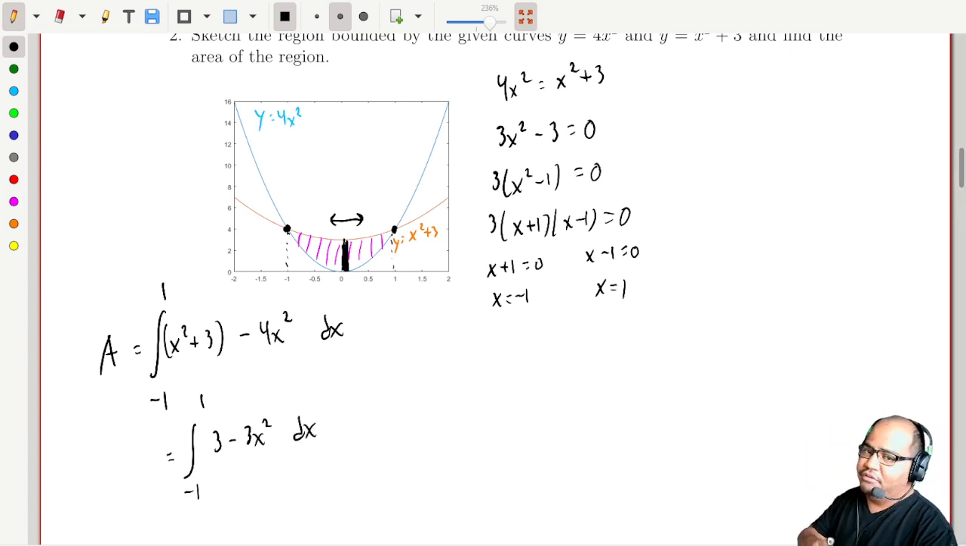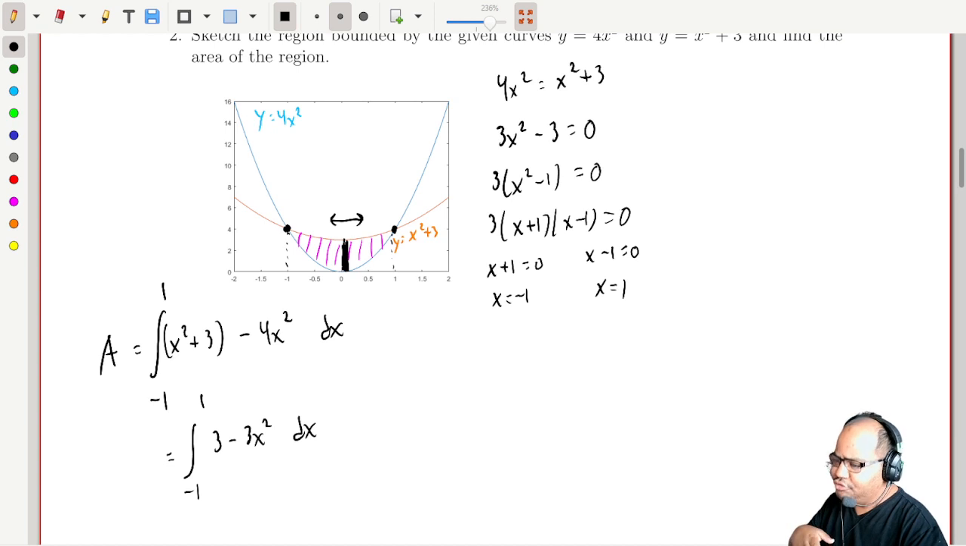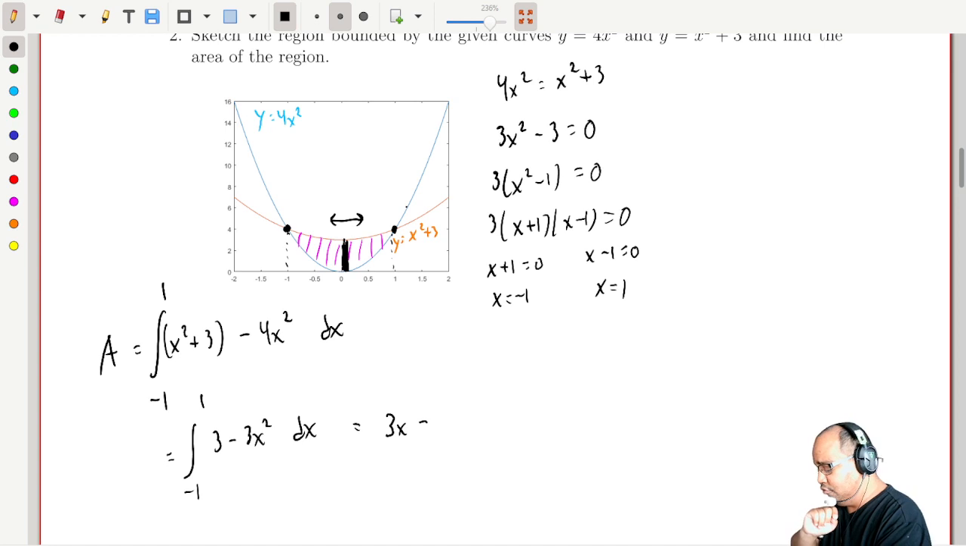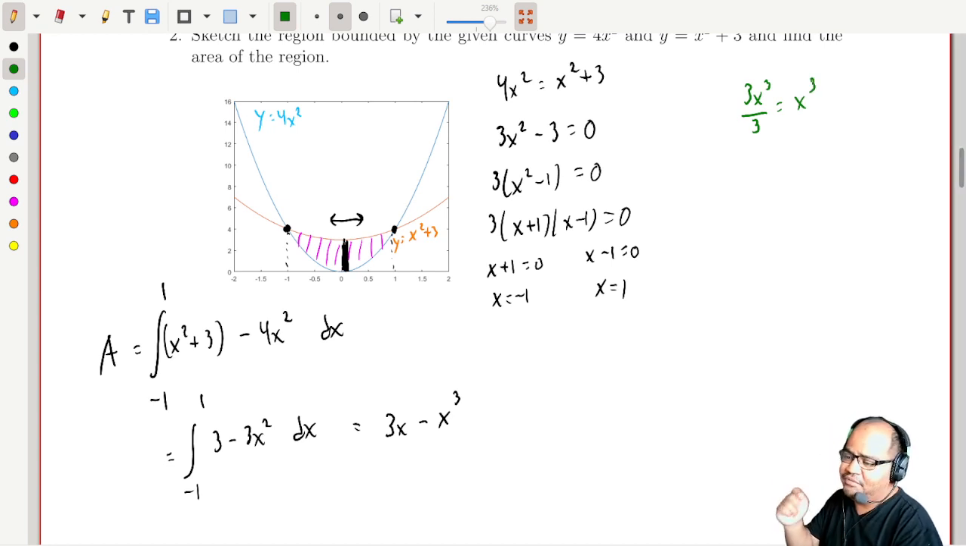And once again, we invoke our power rule, our simplest integration rule that we have. An antiderivative of 3, well, that's just going to be 3x. Then an antiderivative of 3x squared, that's 3x cubed over 3, which I'll just write as 3x cubed. Again, keep in mind that 3x cubed over 3 is the same as x cubed. We just added a 1 to the exponent and divided by the new exponent.